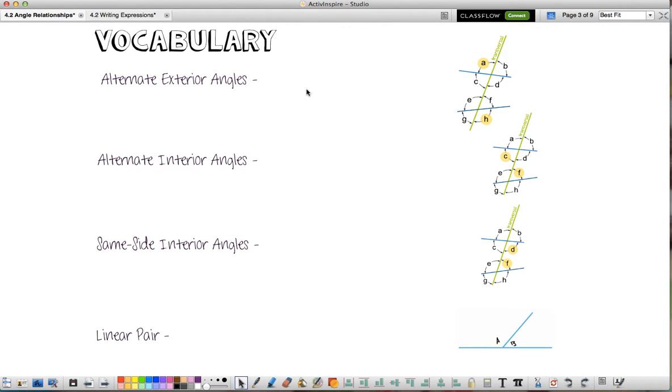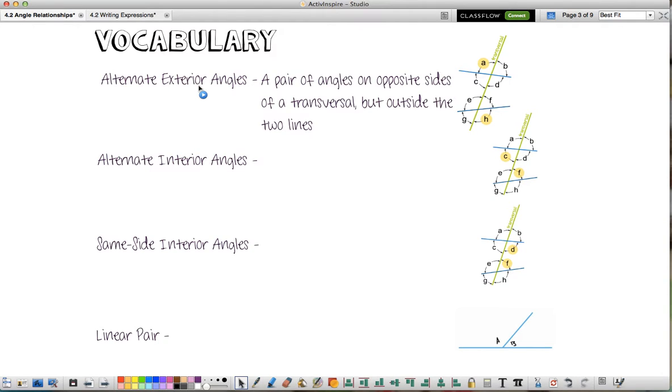Alternate exterior angles. This is where you have to have a transversal, and that's a line that intersects the two other lines, in really simple terms. And alternate exterior angles are going to be the ones on the outside. So think of it as the ones that aren't crunched between the two lines. They're on the outside, either on the top and the bottom. So a pair of angles on opposite sides of the transversal. Here's my transversal, so here's one on one side, and then here's the one on the other side.